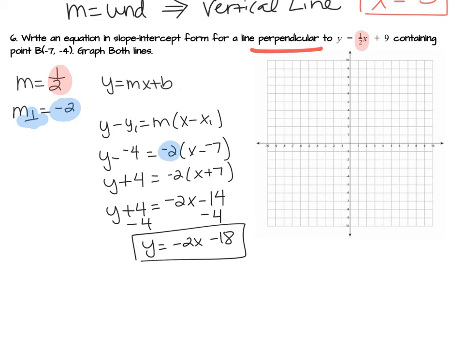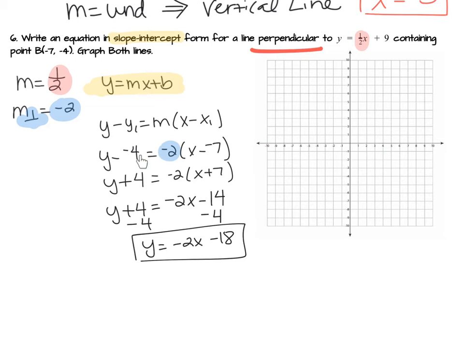And our original problem said to put it in slope-intercept form. Slope-intercept form is y = mx + b. Now, with that being said, we can't put it in y = mx + b yet because we don't know what our y-intercept is. So we have to find it.